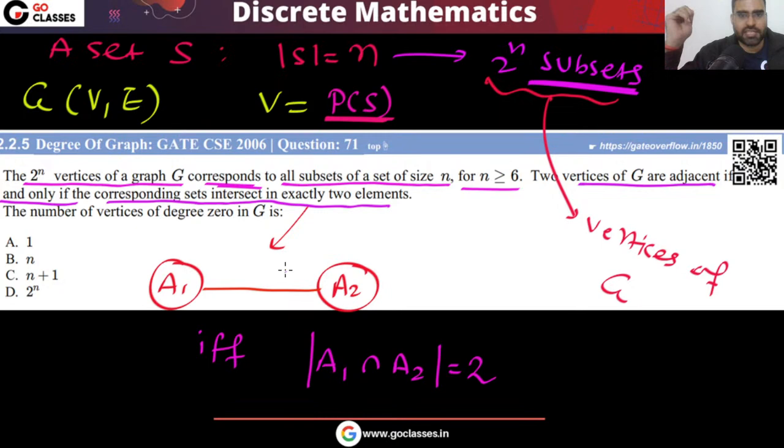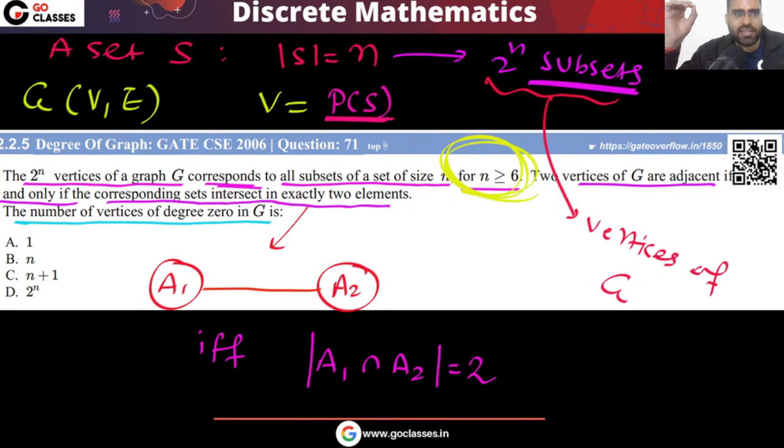Is this clear? So very simple. This is if and only if they intersect in exactly 2 elements, like A1 intersection A2 has cardinality 2. Now, the question is asking the number of vertices of degree 0. How many vertices have degree 0? First of all, did you understand this question? Okay, the question is simple and beautiful. First, let's understand this question.